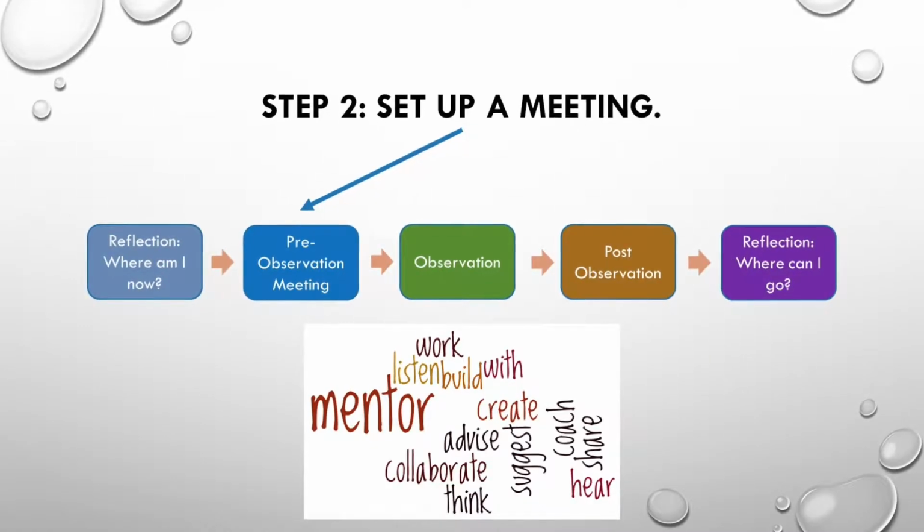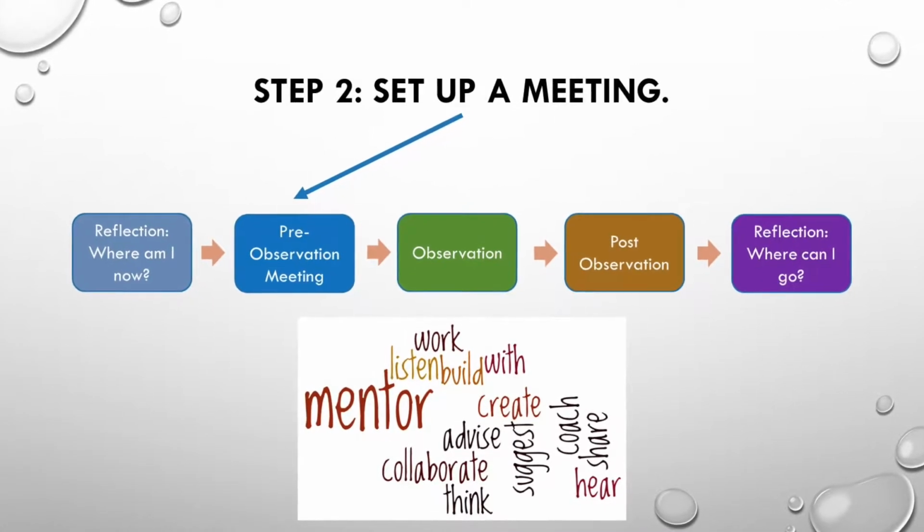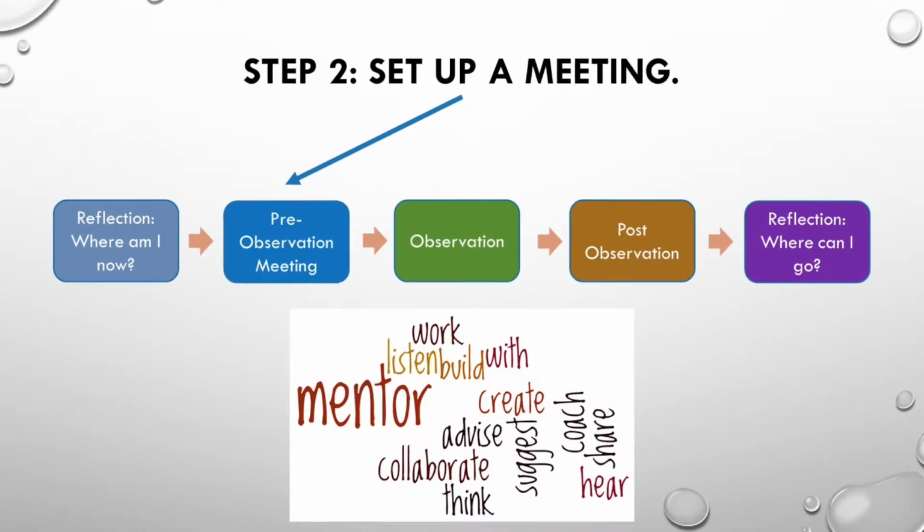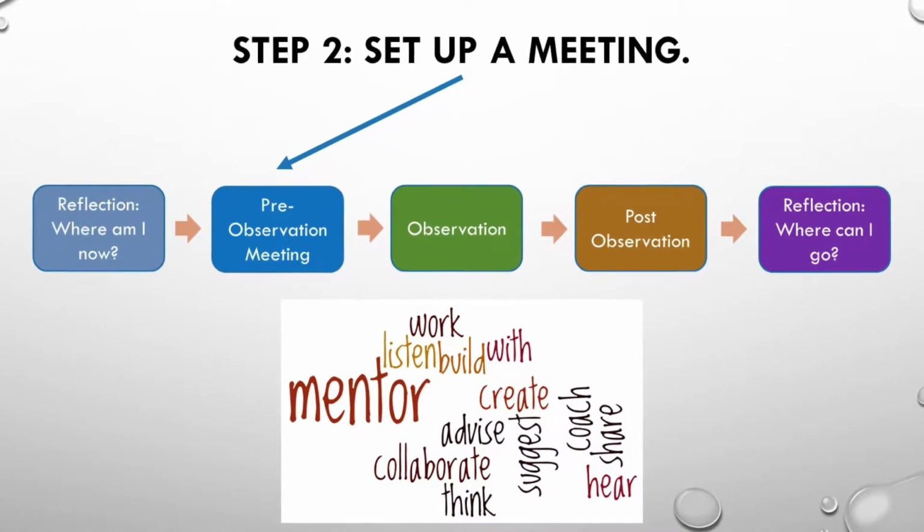Set up a meeting. Once you've identified 2 or 3 areas of instruction you wish to improve, you will then be paired with a colleague who also intends to improve 2 or 3 elements of their instruction. Step 2 of the peer observation model involves setting up a short, perhaps 30-minute meeting with your peer observer.